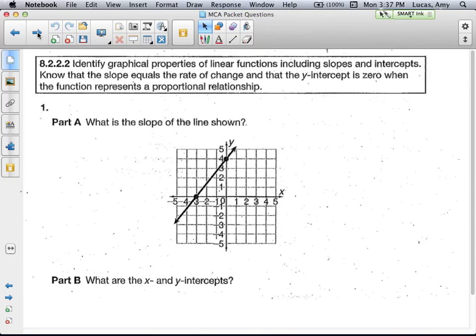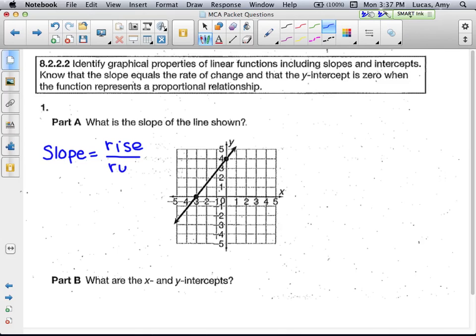Know that the slope equals the rate of change and that the y-intercept is 0 when the function represents a proportional relationship. Number 1, part A. What is the slope of the line shown? To find the slope, you may recall that the slope is equal to rise over run, or the change in y divided by the change in x, or even the slope formula, y2 minus y1 over x2 minus x1. That formula will be on your formula sheet for your MCA.